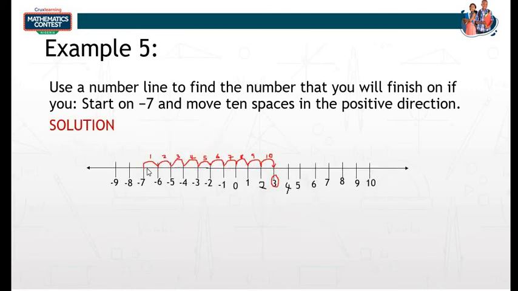Alright, so you can see I started on minus 7 and I moved, counting 1, 2, 3, 4, 5, 6, 7, 8, 9, 10 in the positive direction, and I finished on 3. Do you have the same results? Sure, you should. All right. Good. So we finished on number 3.